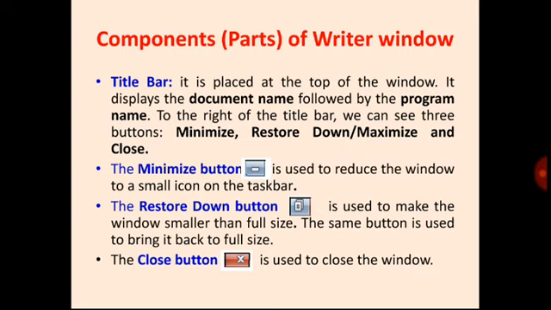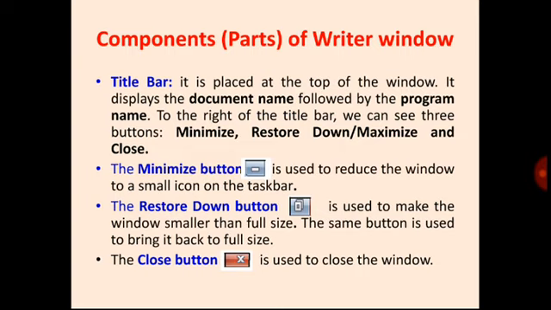First of all is title bar. It basically appears at the top of the document window. It displays the document name followed by the program name. To the right of this title bar, we can see three buttons: minimize, restore or maximize button, and close button.